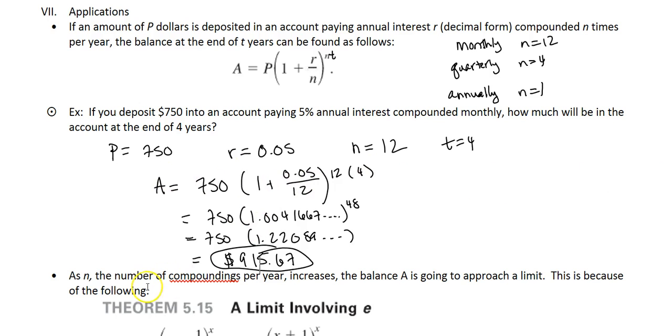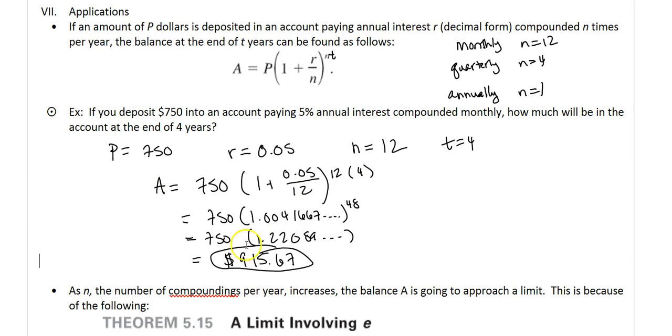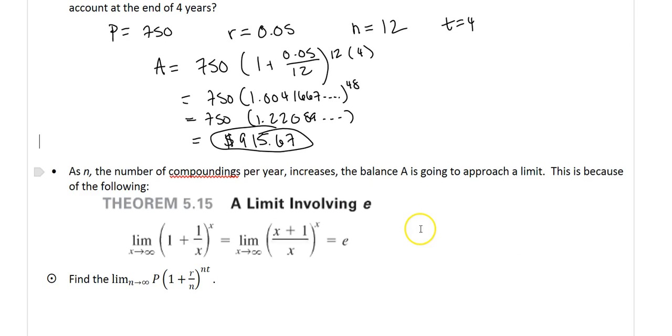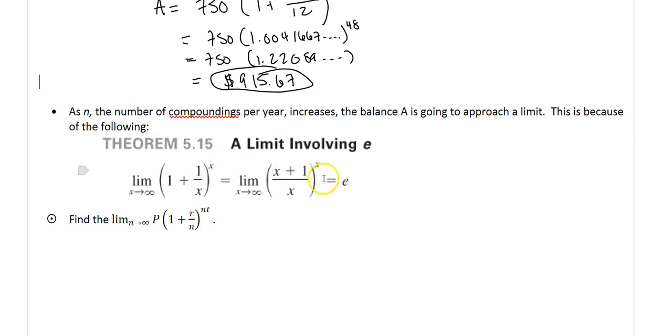Now, as the number of compoundings per year increases, the balance A is going to approach a limit. The more often you compound, the better your balance is going to be in the end, but it does reach a limit. So there's a special limit involving e. Another way that you can calculate the value of e is that it's the limit as x approaches infinity of (1 plus 1 over x) to the x power, or the limit as x approaches infinity of ((x plus 1) over x) to the x power. Both of those are equal to e.